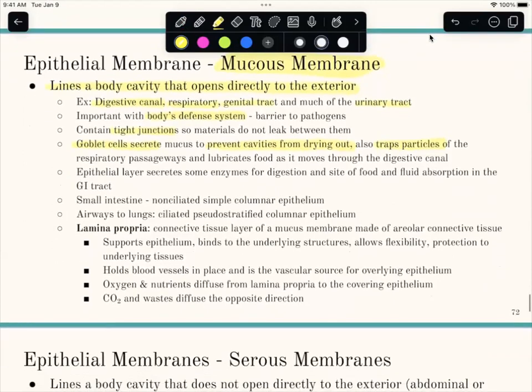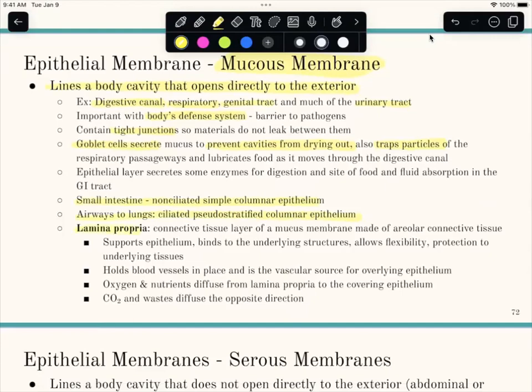So there's different types of tissues depending on where it's at. Like the small intestine has a non-ciliated simple columnar epithelium, while your airways have that ciliated pseudostratified columnar epithelium. Where they're at is just going to depend, and what kind of job that tissue needs to do is going to determine what type of tissue is found there.